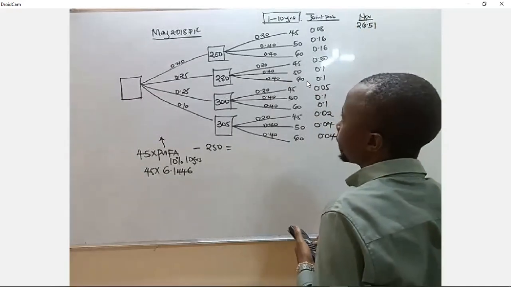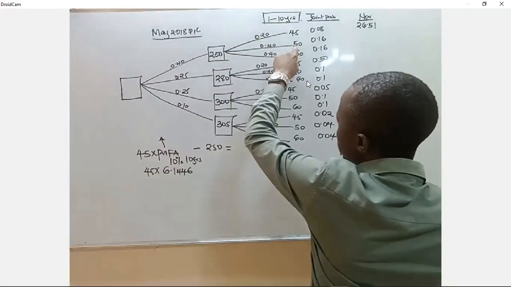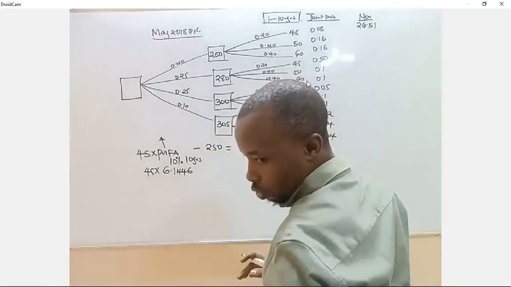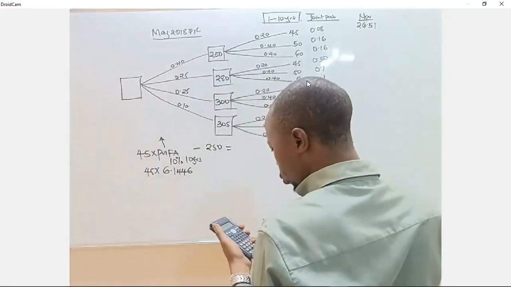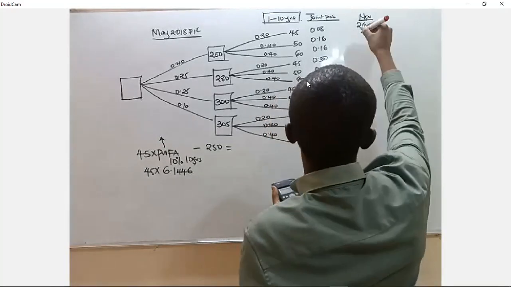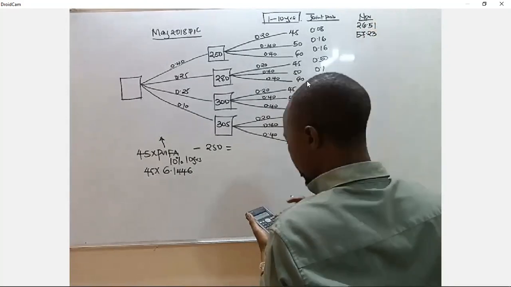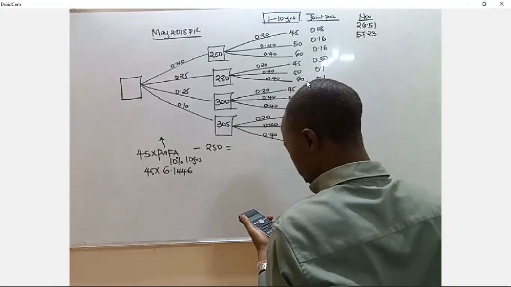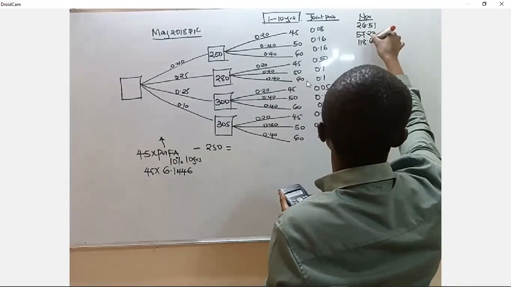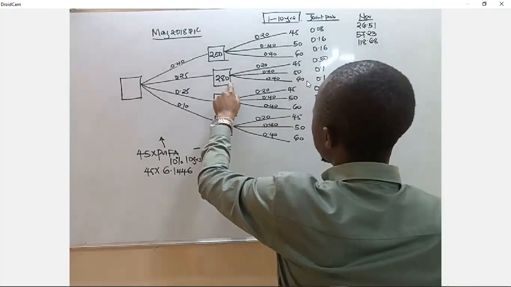What about the second one? The period is not going to change. What changes is the cash flow. So the second one is 50 times the discount factor, which does not change, 6.1446, minus 250, giving 57.23. The third one will be 60, and we get 118.68.